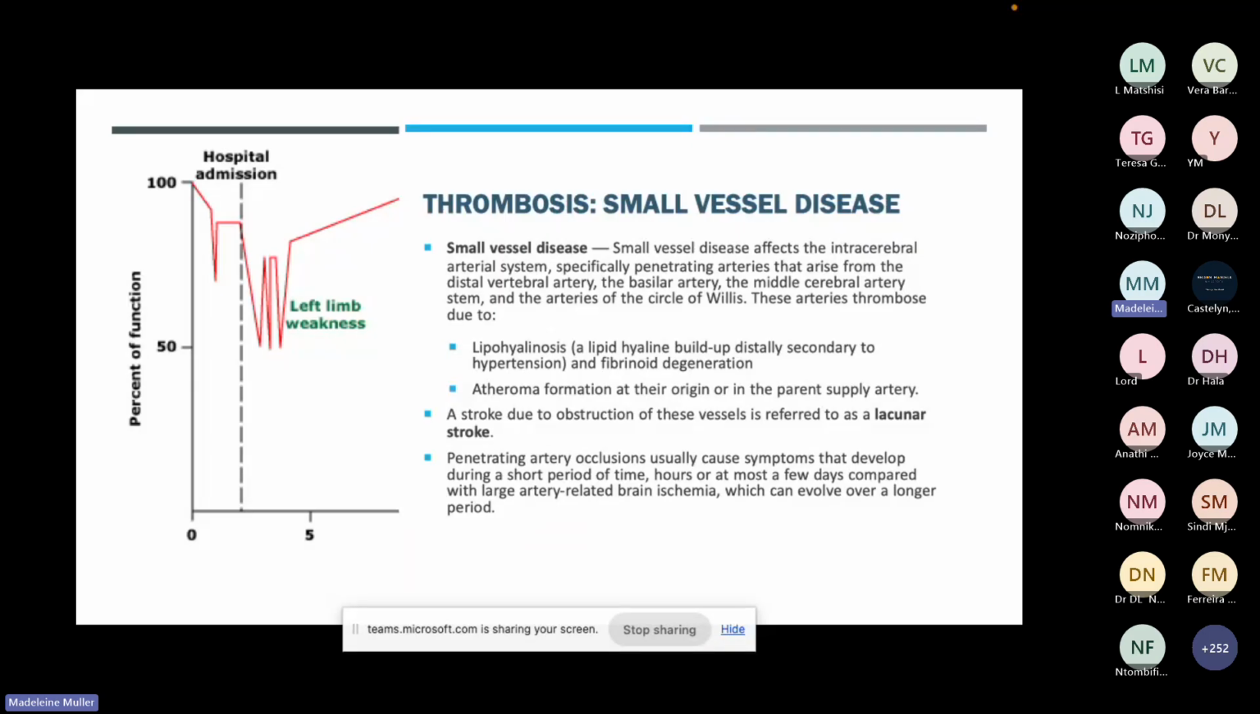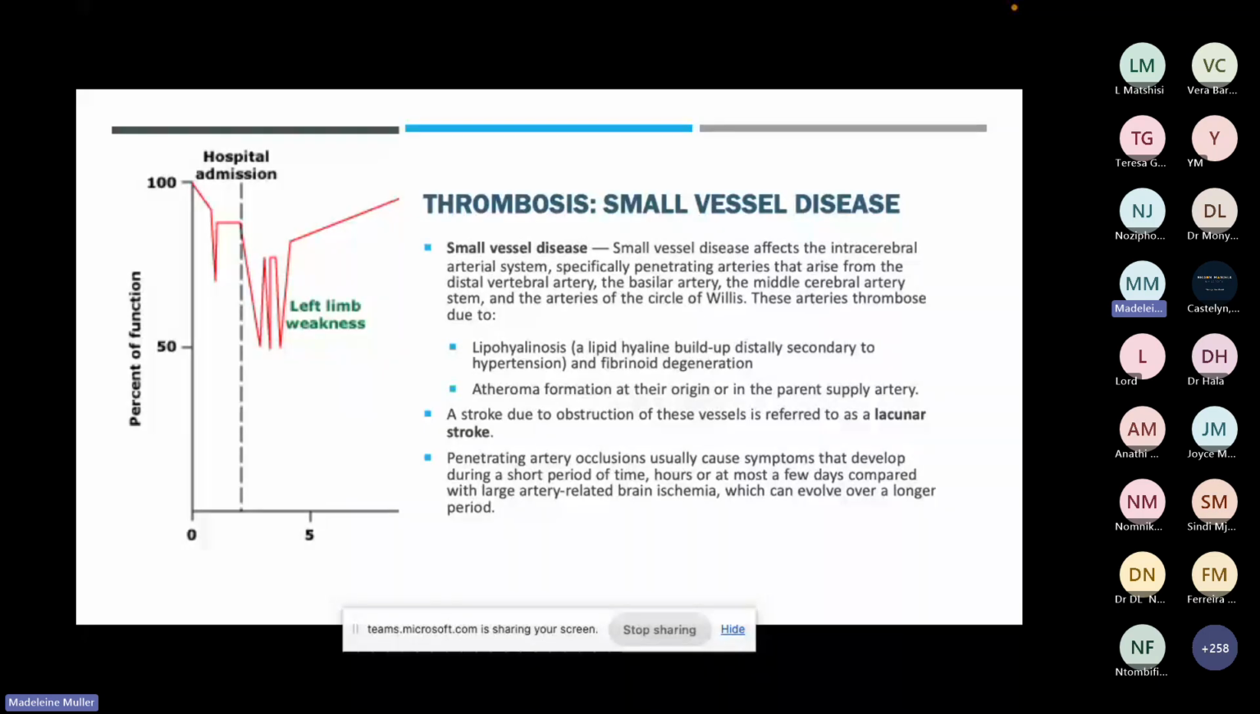And then small vessel disease affects the intracerebral arterial system, specifically the penetrating arteries that arise from the distal vertebral artery, the basilar artery, the middle cerebral artery, and the arteries of the circle of Willis. These arteries thrombose due to lipohyalinosis, which is common in those patients with hypertension, especially uncontrolled hypertension, or due to atheroma formation. A stroke due to obstruction of these vessels is referred to as a lacunar stroke.